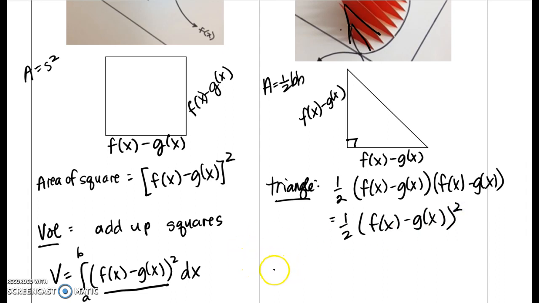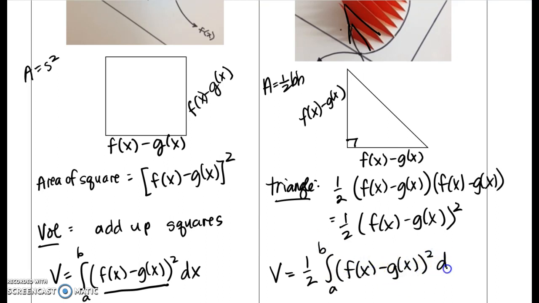And again, to find our volume then, we're just going to integrate that. I am going to take this constant out in front. So 1/2 the integral a to b of f of x minus g of x squared dx. So notice it looks a lot like the formula that we had for our squares, except this constant out in front has changed. All right, so let's go on to some other shapes.